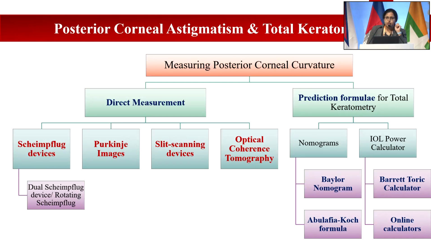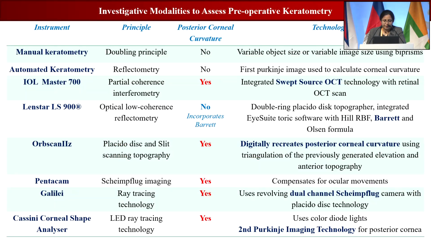So how do you measure the posterior corneal curvature? You can either measure it directly on the newer devices, Scheimpflug based, Purkinje images based devices, slit scanning devices, or OCT based biometers, or there are prediction formulae that just take into account a value of 0.3 to 0.5 diopters in their IOL calculation formulae. So you have nomograms for that. The Baylor one is quite popular, Abulafia Koch, and online calculators can do it for you easily, the Barrett toric calculator and other online calculators.